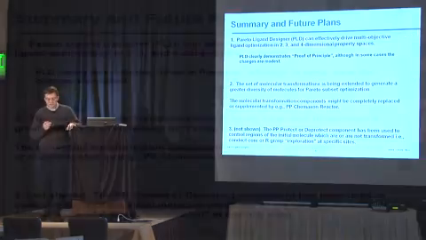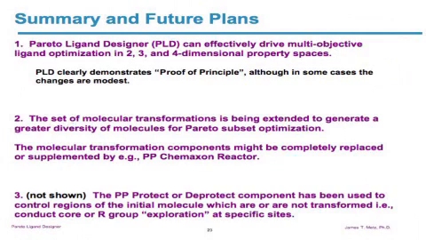So let me just summarize then. This program, Pareto Ligand Designer, can effectively drive multiple objective ligand optimization in 2, 3, 4 dimensional property spaces. And you may ask, well, what about 5, 6, 7, and 8? I honestly don't know. I haven't tried it, but I'm optimistic that it might work. The program clearly demonstrates proof of principle, although some of you may argue that some of those changes are very modest, and I would not disagree with you, but I think it does nevertheless demonstrate proof of principle.